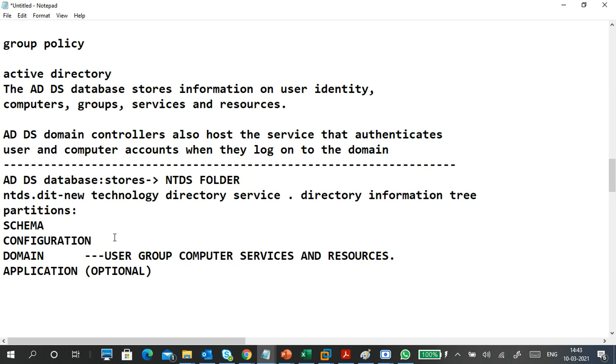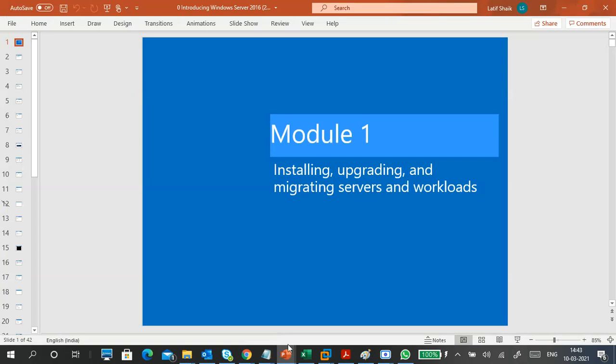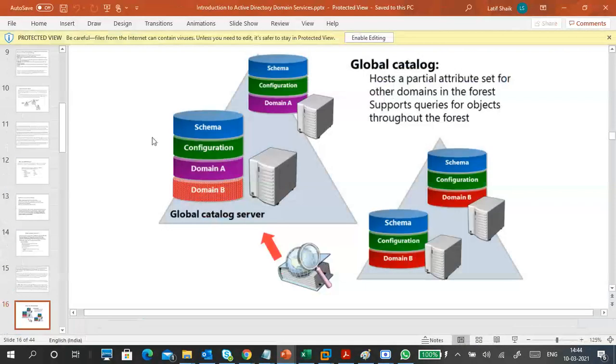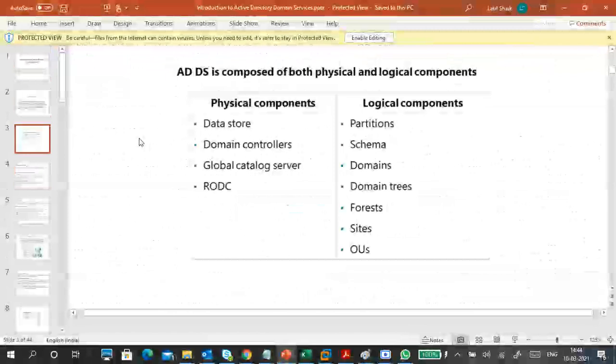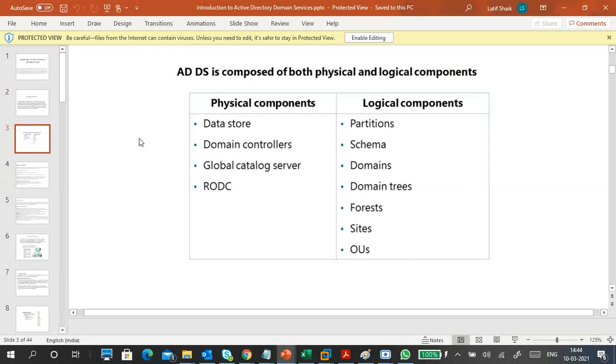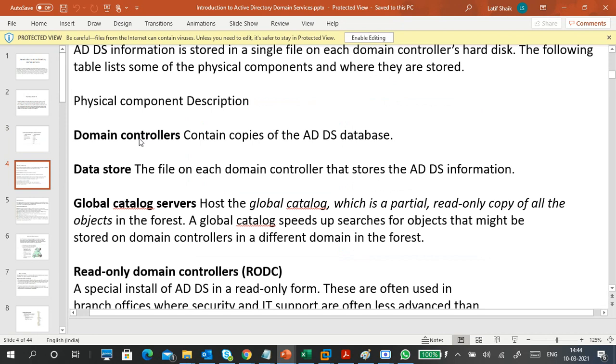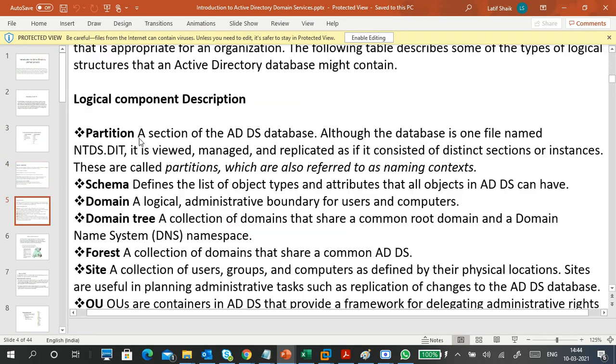The first two partitions are common for all domains in the forest, because I didn't speak about forest yet. So I will tell the forest kind of stuff later. So these are our three partitions, not C drive, D drive as per the PPT. A schema, domains, domain tree, forest, site, and OUs. These are all the logical partitions.